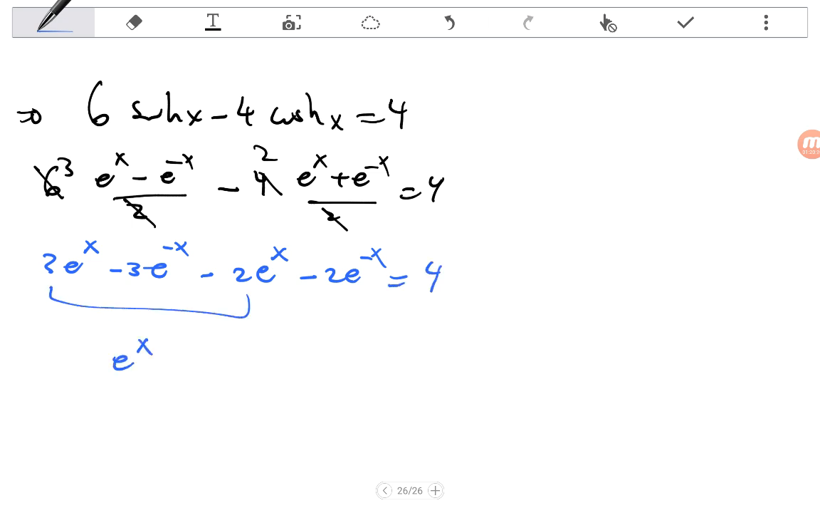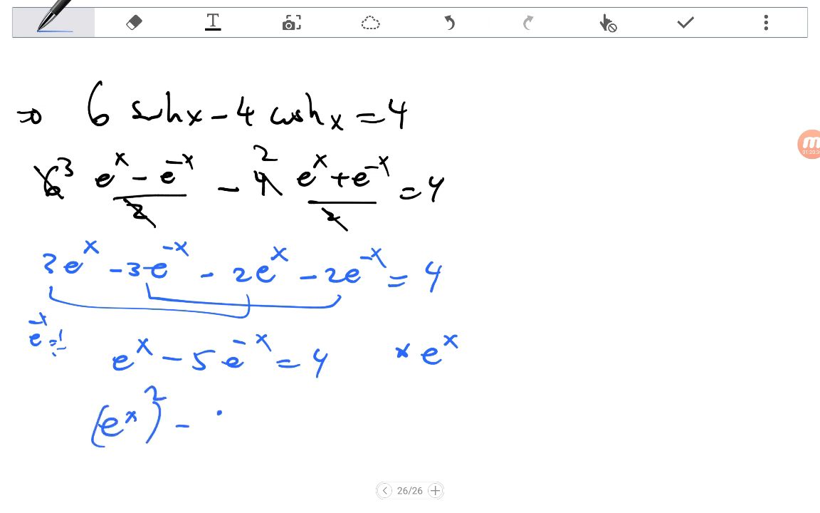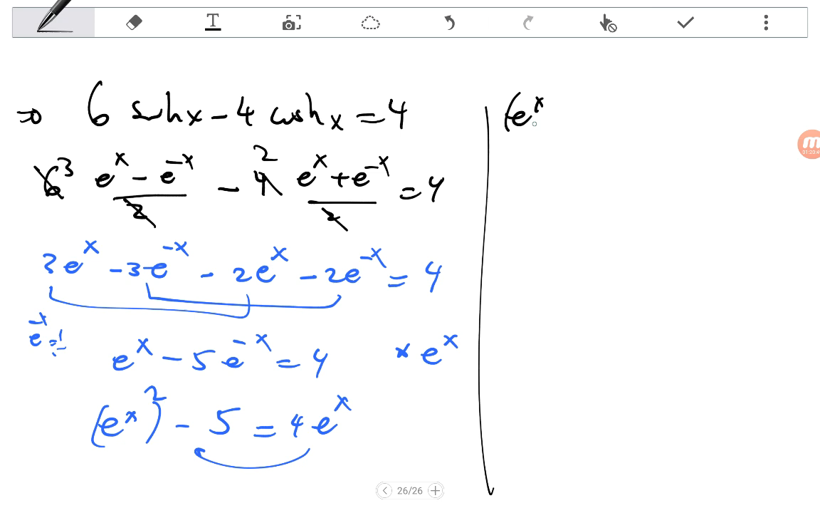These two with each other to be e^x, and these two with each other to be minus 5e^(-x) equal to 4. But e^(-x) is just 1 over e^x, so I'll multiply by e^x on both sides. So it will be (e^x)^2 minus 5 equal to 4e^x. I will take this to the other side and the equation will be (e^x)^2 minus 4e^x minus 5 equal to 0.